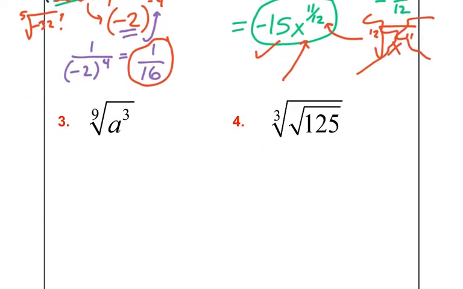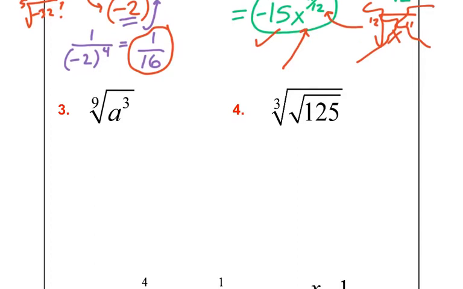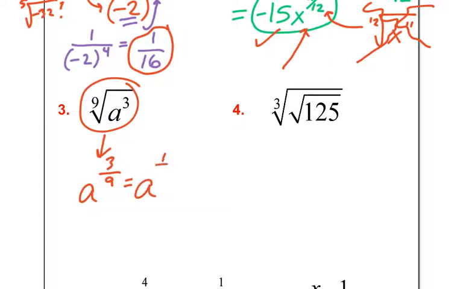All right, number 3. Can we simplify this one? Well, the problem is the exponent is smaller than the index, so I can't pull out any a's. Well, that stinks. But hey, can we just rewrite this in terms of rational exponents? Watch. This should be a to the, let's see, the 9th root goes in the denominator, and the 3 that was on the a goes on top. Oh, that's cool. Hey, 3 over 9, that totally simplifies to 1/3.